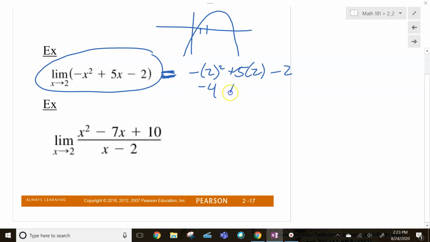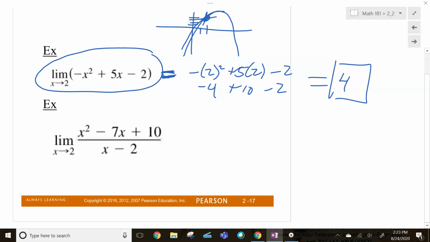So I get -4 plus 10 minus 2. Looks like I get 4. So our limit, as I approach from the right and from the left, is a y value of 4.